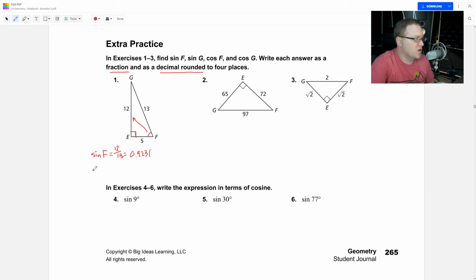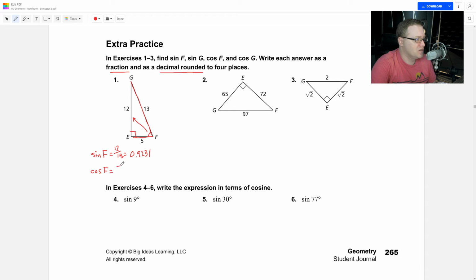Now, let's also find the cosine of f. All right, the cosine of f, so cos f. Now, the cosine of f is going to be, what is it? So, CAH. Cosine is adjacent over hypotenuse. All right. So, here's f. Adjacent leg is this leg, which is 5. And then H is the hypotenuse, which is 13. All right. So, it's going to be 5 over 13.